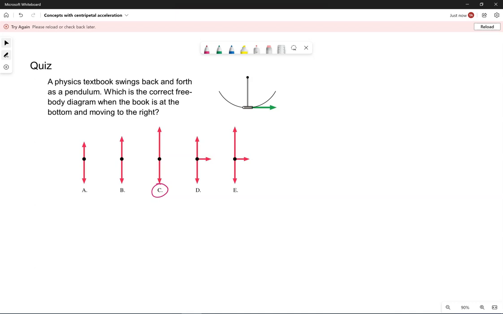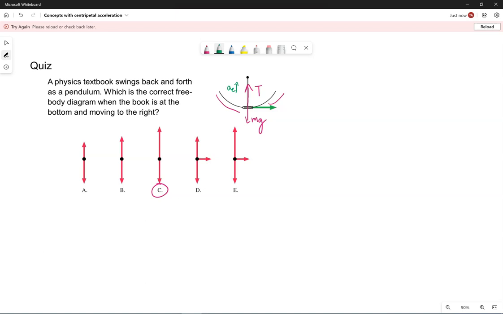We know there is a force of tension upwards because it's connected to some sort of string, cable, something. We know there's a force of gravity downwards. Those are the only two forces acting on it. But because it is moving through this circular path, there is an acceleration, specifically the centripetal acceleration that points towards the center. So that means there has to be a net force that points towards the center, because the acceleration is always a result of having a net force.